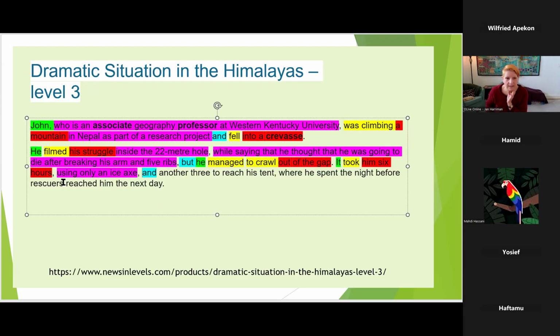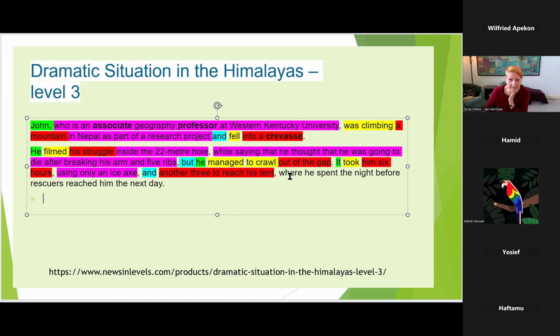Okay. So it took him hours. So this is actually another predicate or object. It took him 6 hours. It took him another 3 to reach his tent.